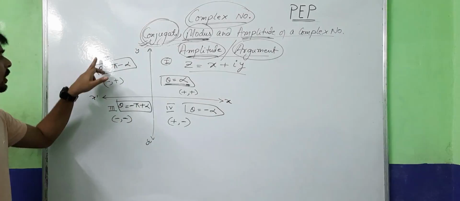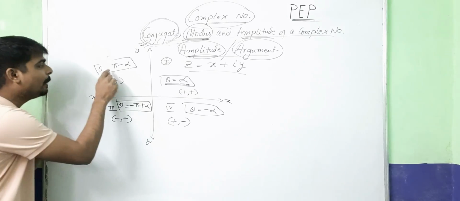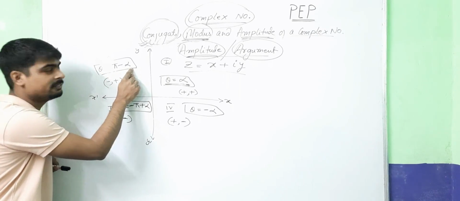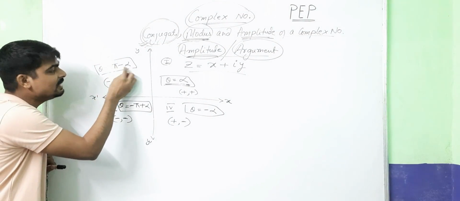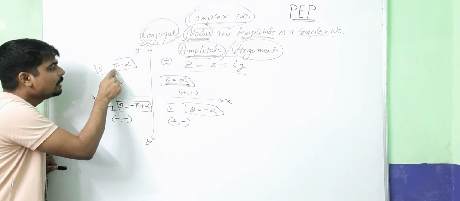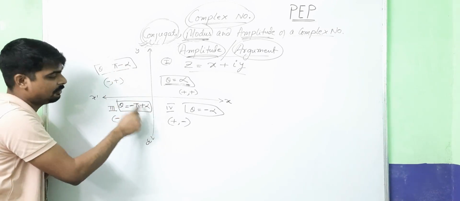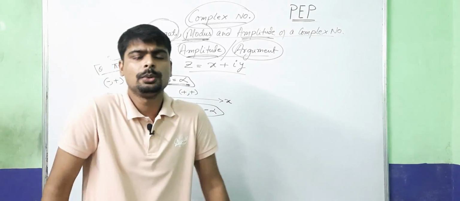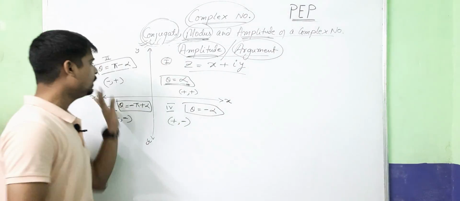If you see over here in the second quadrant, theta is equal to pi minus alpha. Here pi is positive and alpha is negative. When you come to the third quadrant, their signs are going to change. Pi is positive, here pi will be negative. Here alpha is negative, here alpha will be positive. Easy way to learn.